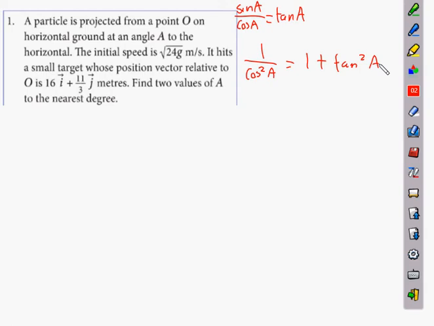So if you put in 1 divided by cos squared 30, that will be the same value as you putting in 1 plus tan squared 30. Has to be the same, okay?